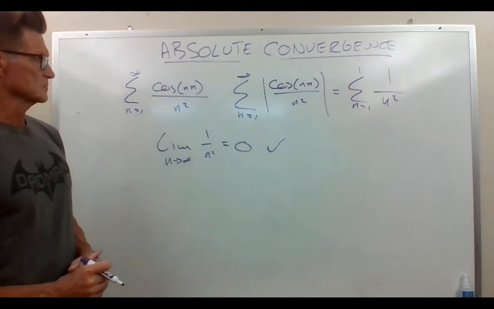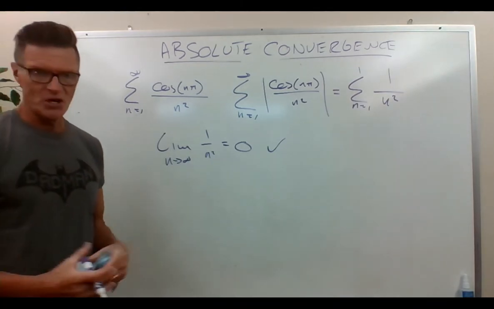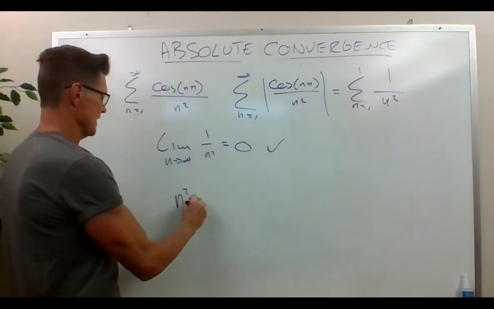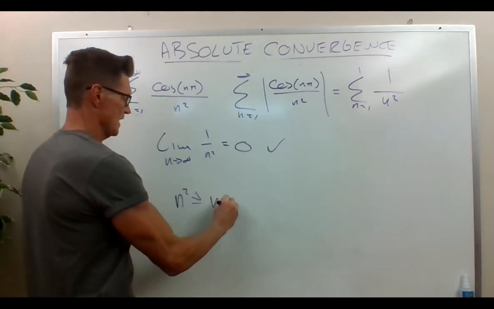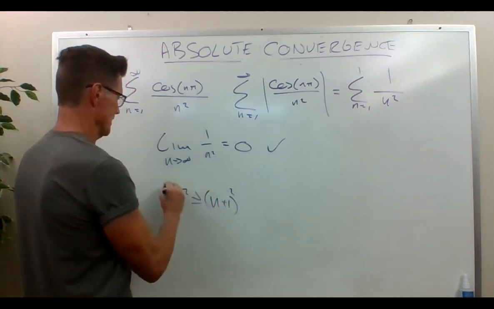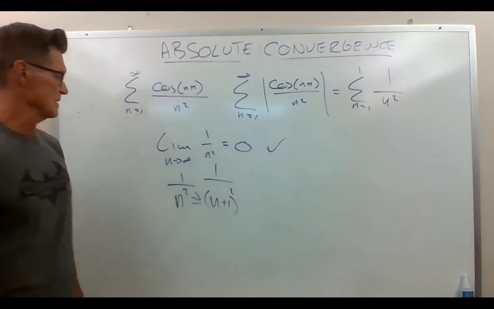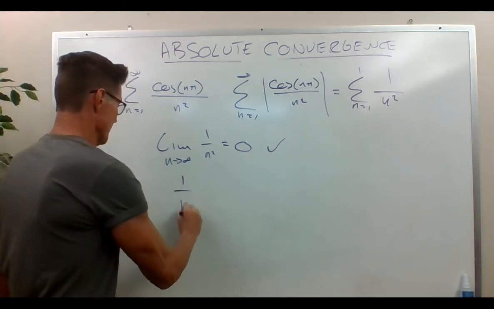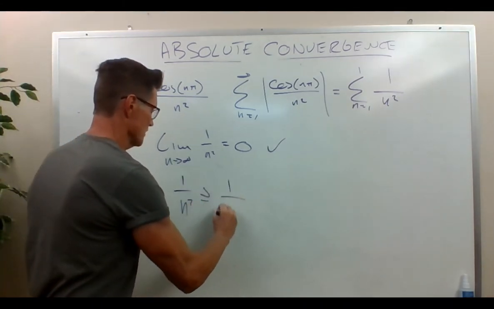Remember, that's one of the conditions that we have to have for the alternating series test. The other one is that each term, that n squared has to be greater than or equal to n plus 1 squared. Oh, and that's down in the denominator. Let me rewrite that. 1 over n squared has to be greater than or equal to 1 over n plus 1 squared.